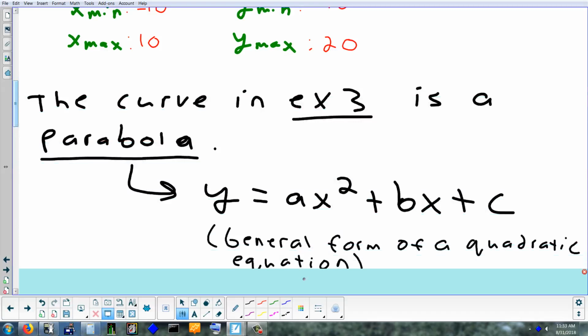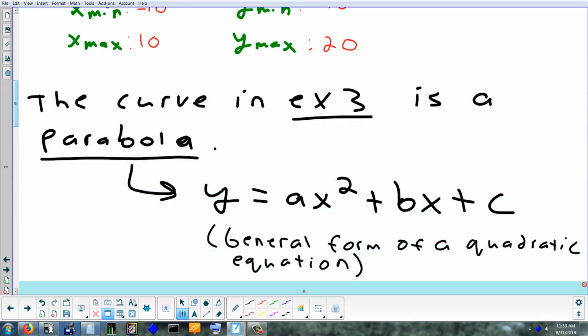So that curve, I kind of said it a couple times now that we just drew, that's a parabola. And the general form of a parabola is a quadratic equation. Ax squared plus bx plus c. The a and b and c can be any real number, and depending on what you change, you can flip the parabola upside down, you can stretch it, shrink it, things like that. But that's called the general form of a parabola.